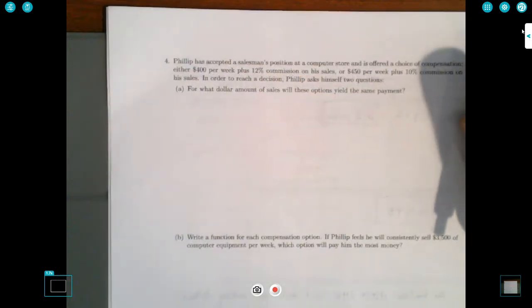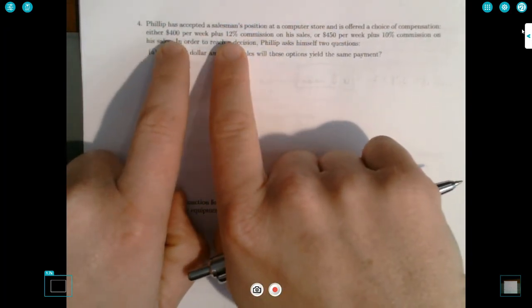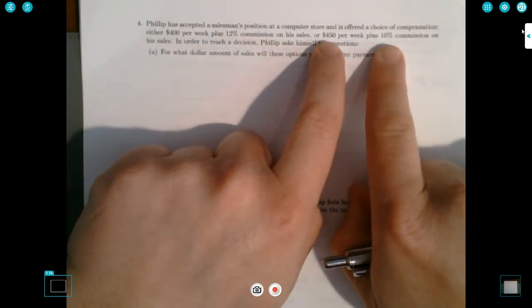I'm just introducing that vocabulary because you're going to see it used in the homework, and I wanted you to know what it meant. So let me give you some examples. Philip has accepted a salesman's position at a computer store and is offered a choice of compensation, either $400 per week plus 12% commission on his sales, or $450 per week plus 10% commission on his sales. So you can get $400 a week plus 12% commission, or $450 per week plus 10% commission.